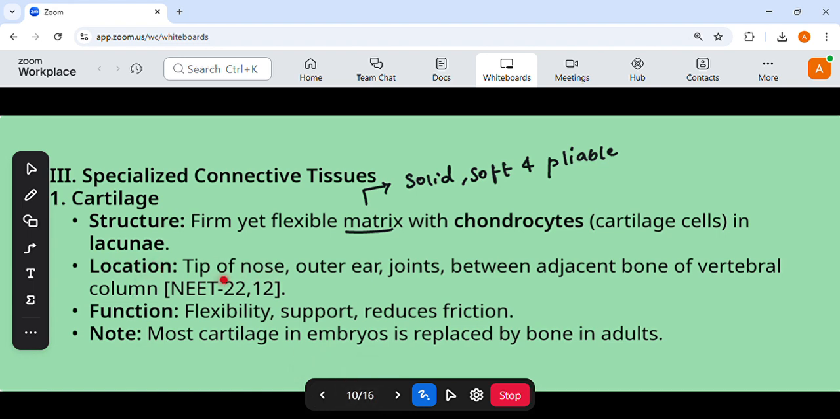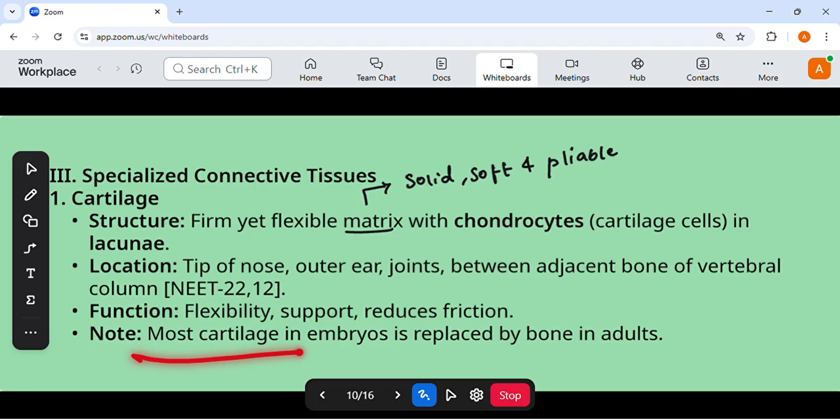And where it is present: tip of nose, outer ear, pinna of the ear, joints between adjacent bones of the vertebral column. This is important. Examples, do remember, it is asked twice, like in NEET 22 as well as in NEET 12. The function is to provide flexibility, support, and to reduce friction. Flexibility provide करना, support provide करना, friction को reduce करना.